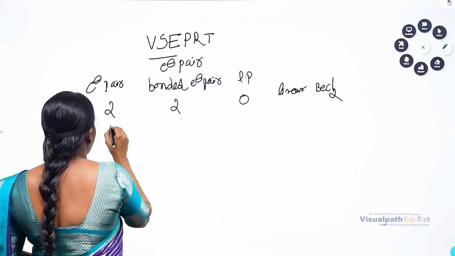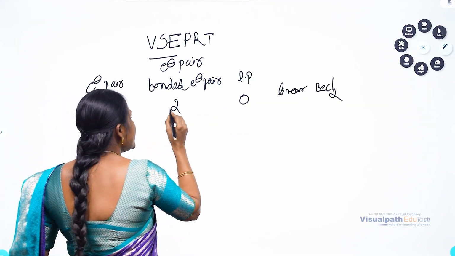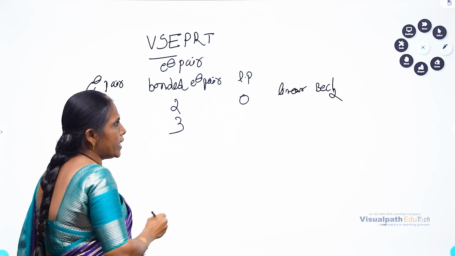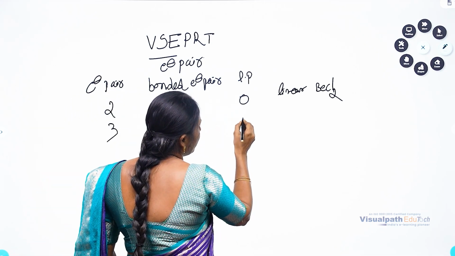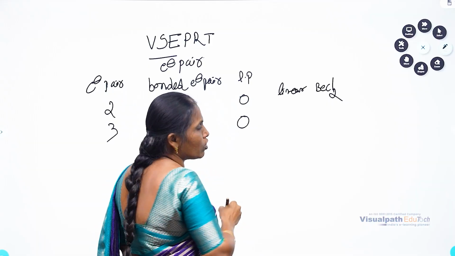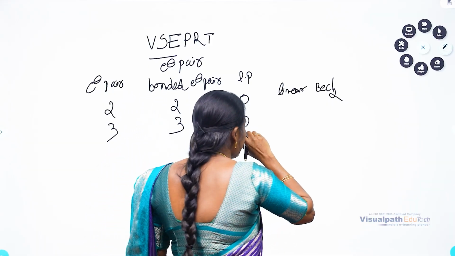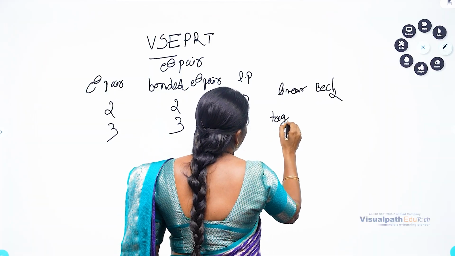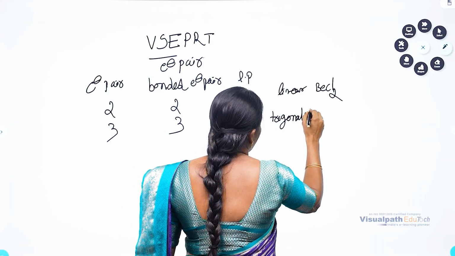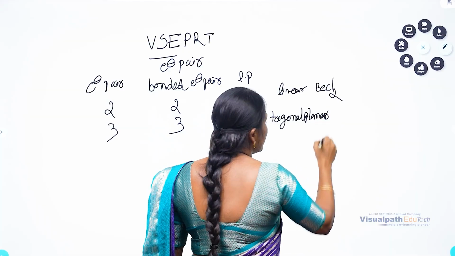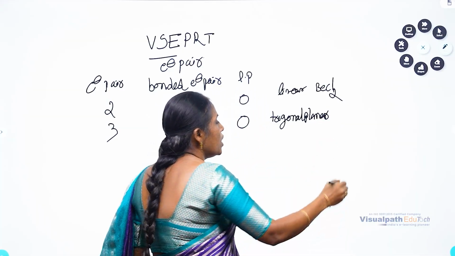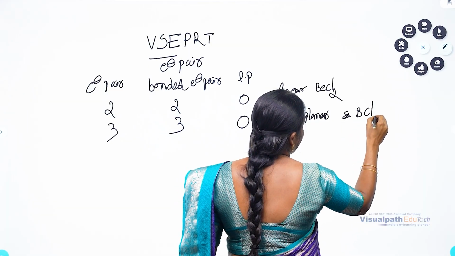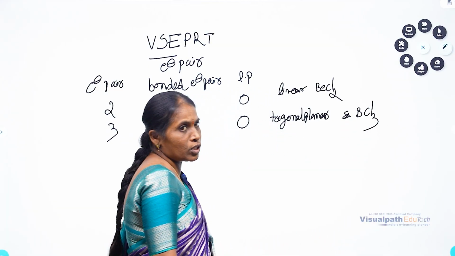And next here the electron pairs are 3. In that, the 3 are the bonded electron pairs, means here the lone pair of electrons are 0. So at that time it shows the trigonal planar shape. BCl3 is the example of this compound.